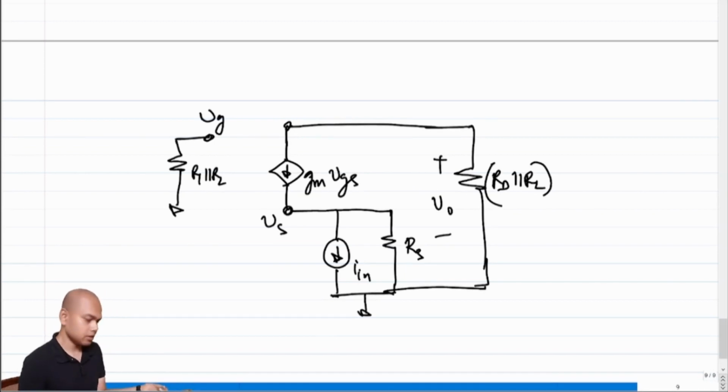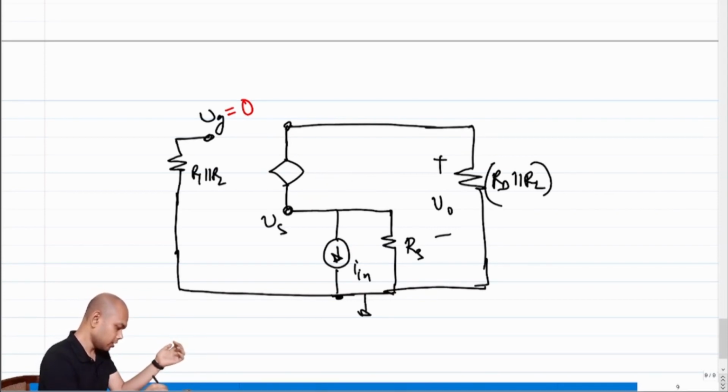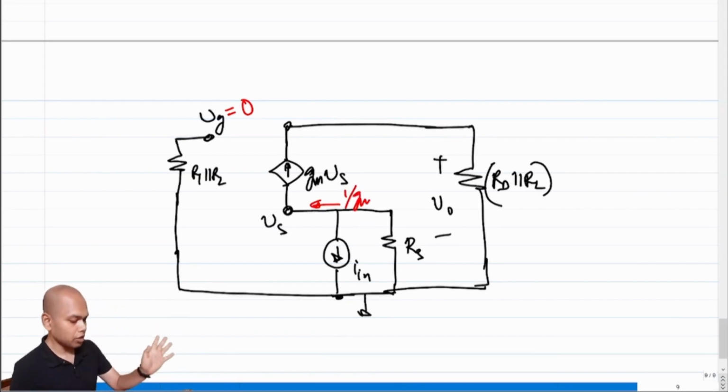What is VG? VG is 0 because it's a floating node. One side is connected to R1, one side is connected to R1 parallel R2. Okay, so VG is 0, so this becomes Gm times minus Vs pointing downwards. So this essentially becomes Gm Vs pointing upwards, right? So what is the impedance looking into the source? The impedance looking in is 1 over Gm. So how much current is flowing into the source?